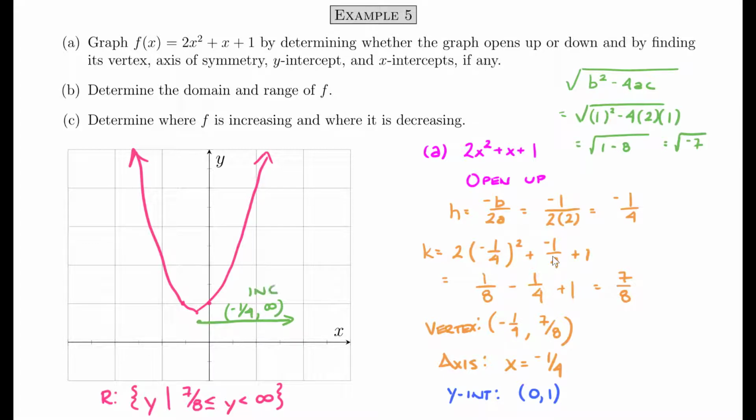That's our increasing function because all the y values are increasing from that point. And from negative infinity to negative 1/4, our y values are decreasing. They started out high on the far end, but they are decreasing as we move from left to right.